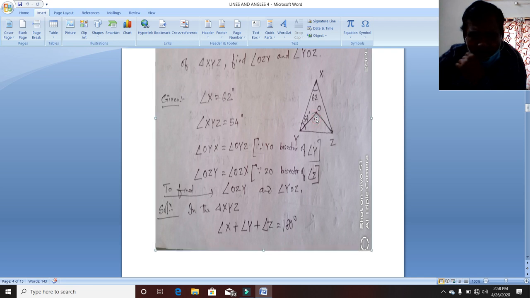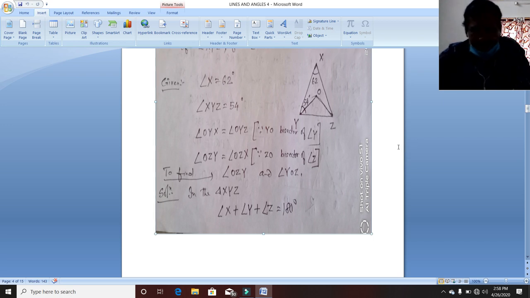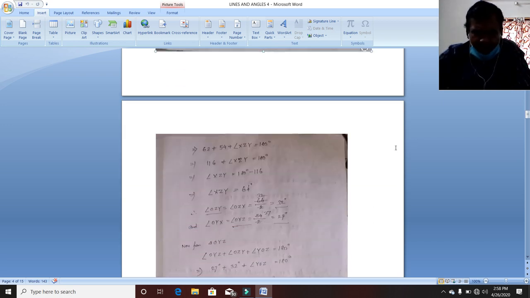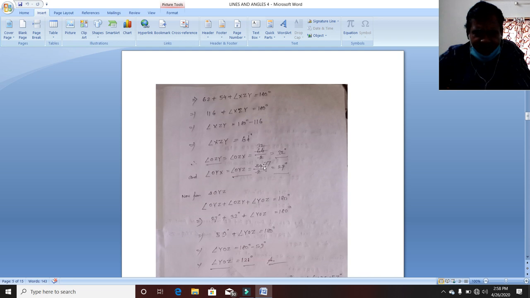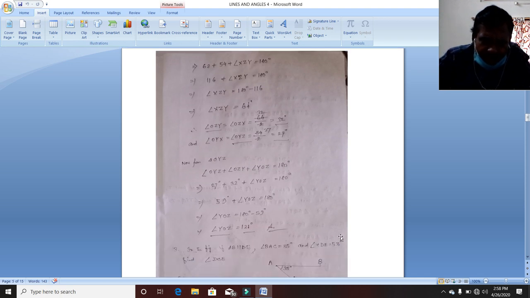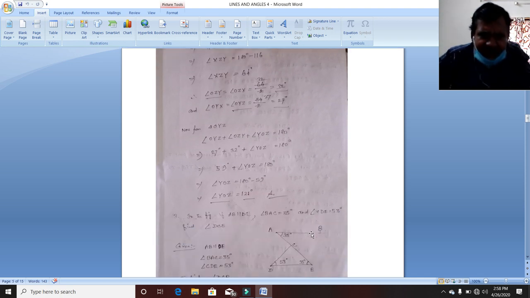OYZ. Angle YOZ plus angle OYZ plus angle OZY is equal to 180 degrees. So I have written here: the sum of three angles is 180 degrees. Now its value is 27 degrees, its value is 32 degrees. I have calculated as above, and this angle YOZ I have to find, yes or no? So from that I calculated the value of YOZ equal to what? 121 degrees, yes or no?